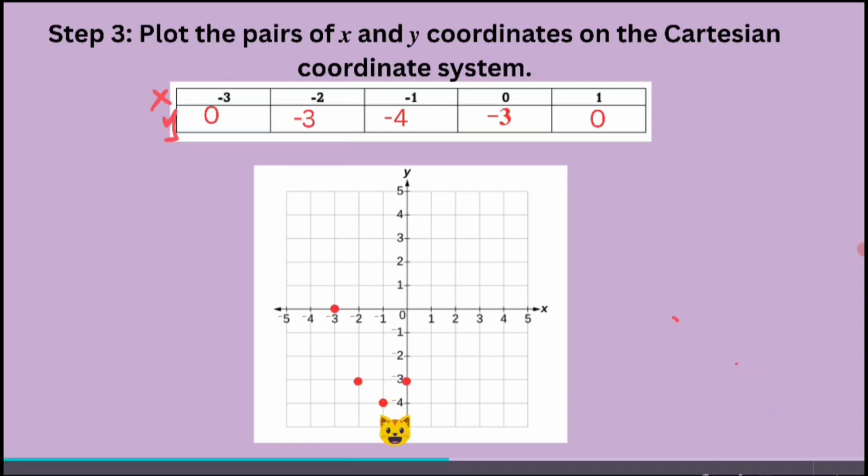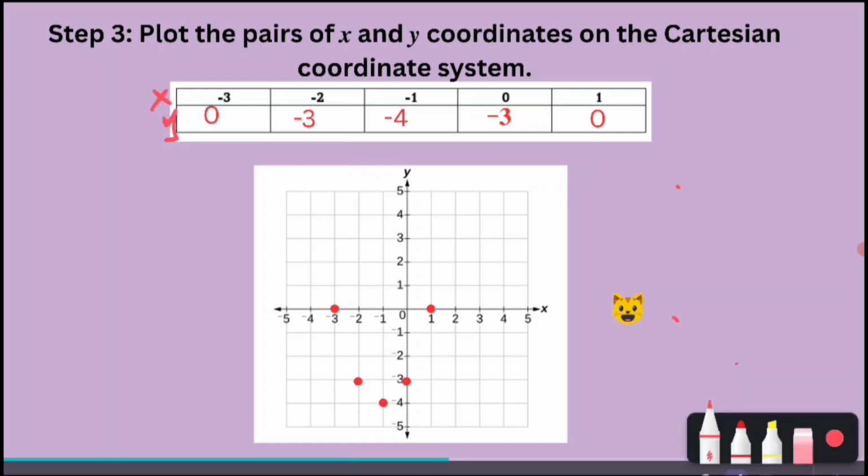and negative 4. Ito. So, ito yung turning point natin na sinasabi ko kanina. Dito siya liliko. And we have 0, negative 3. And lastly, we have 1, 0. So, ito yung 5 points natin. After that, magdodrawing na tayo ng parabola.